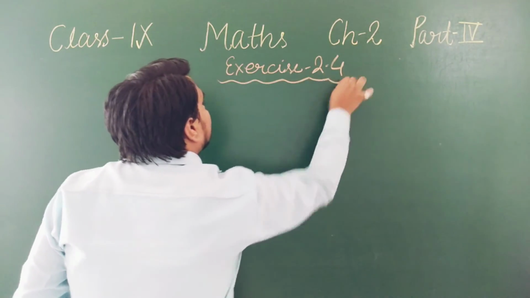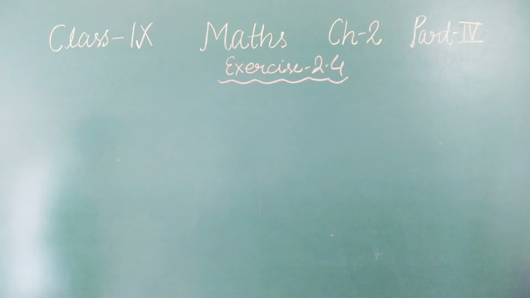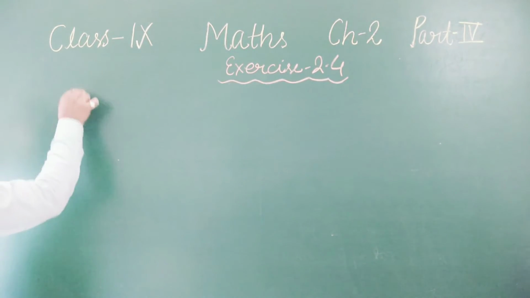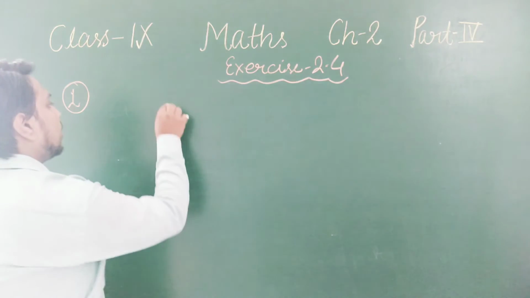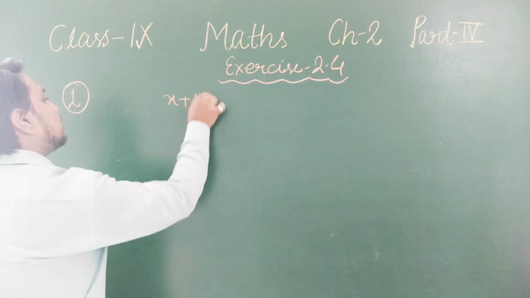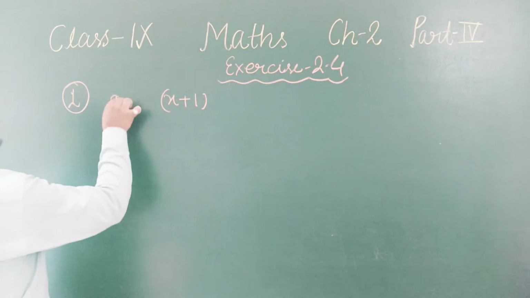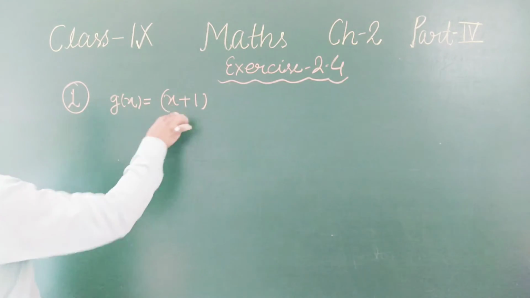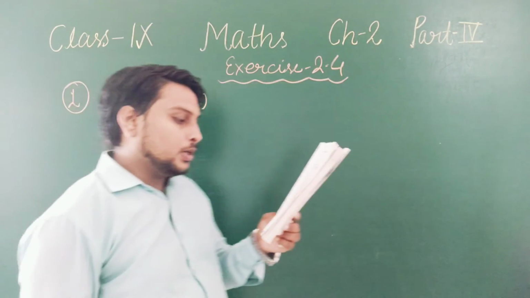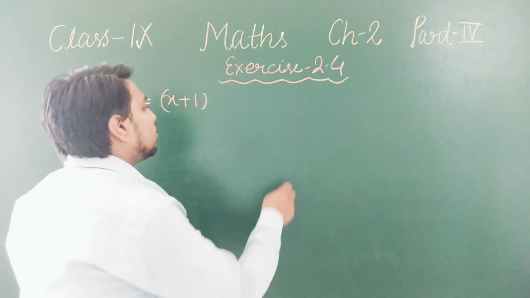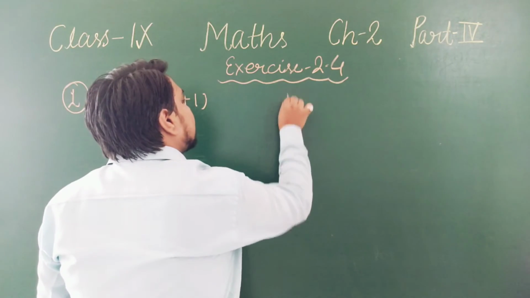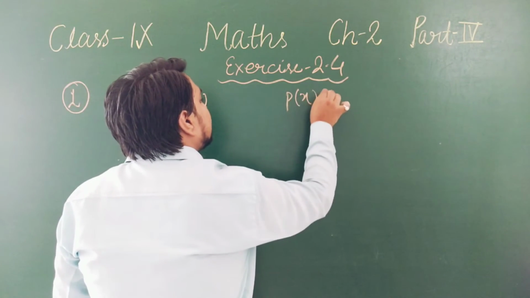Okay, so the first question is: determine which of the following polynomials has x plus 1 as a factor. You need to check that x plus 1 is the factor. Suppose it is g(x). So it is a factor of which of the polynomials? A total of 4 polynomials are given. We will discuss one or two polynomials and the rest you will do by yourself.